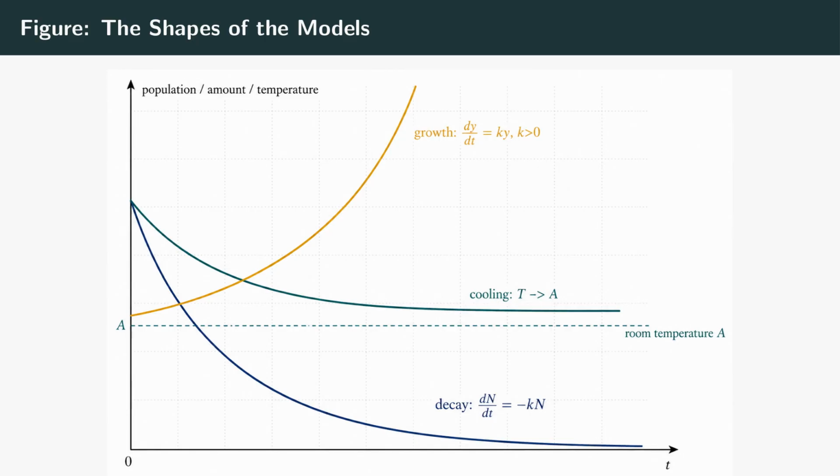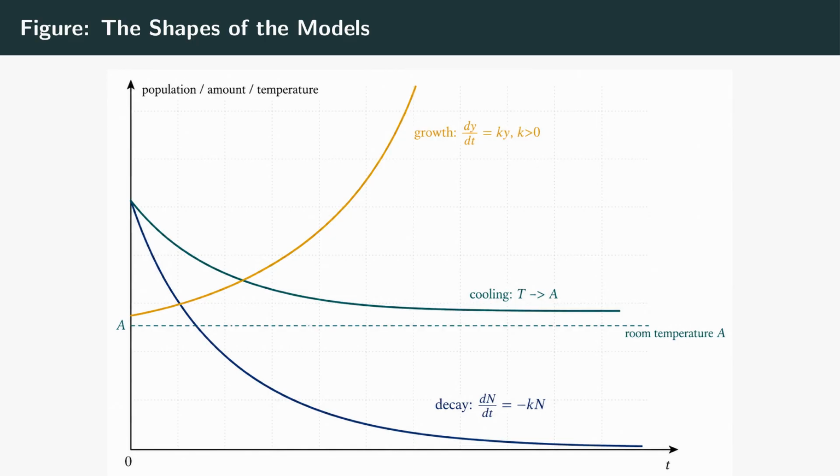The navy curve is exponential decay. From dN/dt equals negative kN, it starts high and falls, plunging at first and then flattening as it creeps towards zero but never quite reaching it. Radioactive material thinning out. The teal curve is Newtonian cooling. It also falls, but watch where it ends, not at zero, but at the dashed line marking room temperature A. It levels off there because once the object matches its surroundings, the temperature gap is gone and cooling stops.